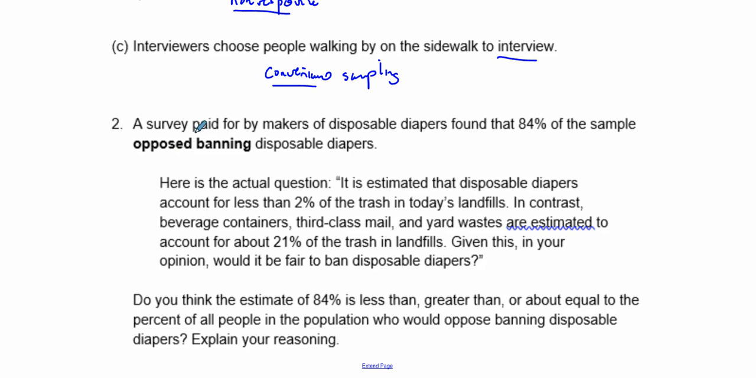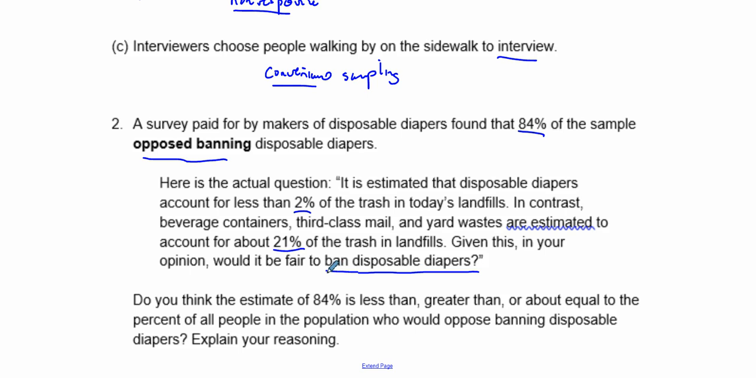Looking at this one, it says a survey paid for by makers of disposable diapers found that 84% of the sample opposed banning disposable diapers. Here's what they asked, an actual question: It is estimated that disposable diapers account for less than 2% of the trash in today's landfills. In contrast, beverage containers, third-class mail, and yard waste are estimated to account for 21% of the trash in landfills. Given this, in your opinion, would it be fair to ban disposable diapers?